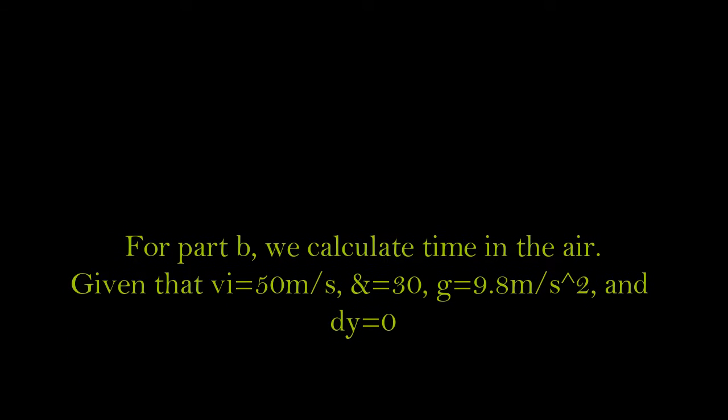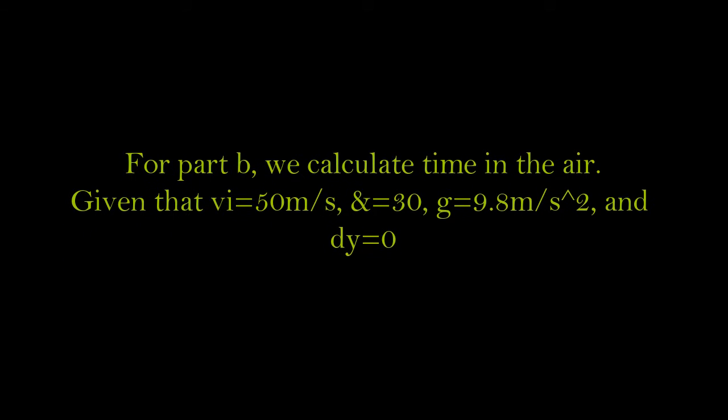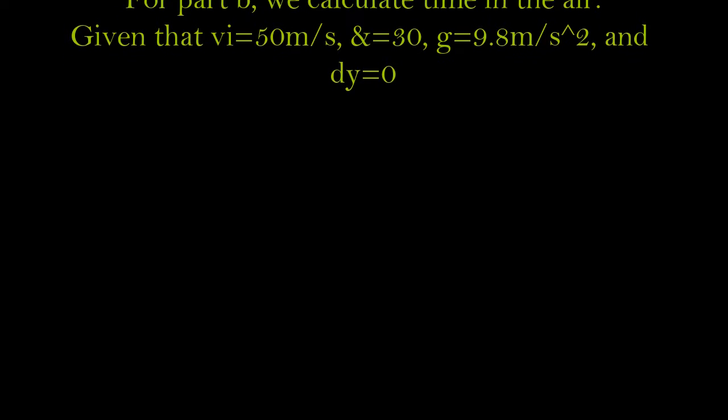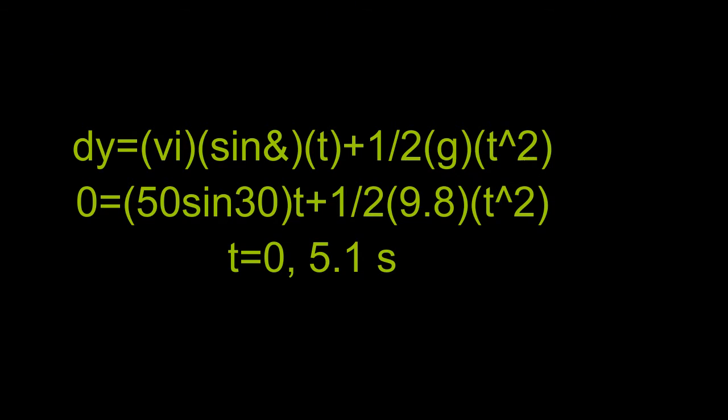For part B, we calculate the time in the air. Given the initial velocity equals 50 meters per second, the angle is 30 degrees, the acceleration due to gravity is negative 9.80 meters per second squared, and the vertical displacement is 0. We use one of the motion equations. To get the result, the time equals 0 or 5.1 seconds.